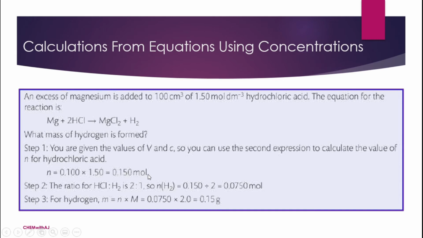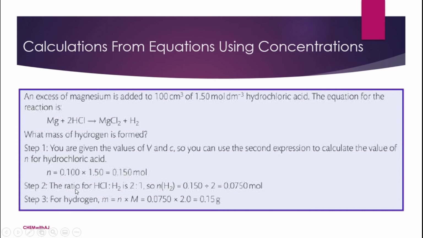Then after that we check the ratio of hydrochloric acid to hydrogen. Here we can see the ratio of hydrochloric acid to hydrogen is 2:1. So 2 moles of hydrochloric acid forms 1 mole of hydrogen. So the number of moles of hydrogen is half the number of moles of hydrochloric acid. So half is 0.075 moles.